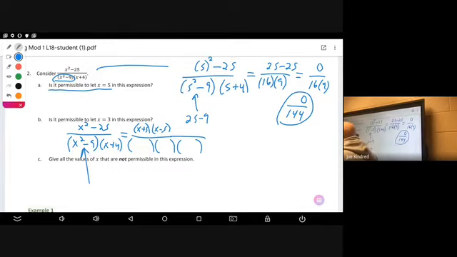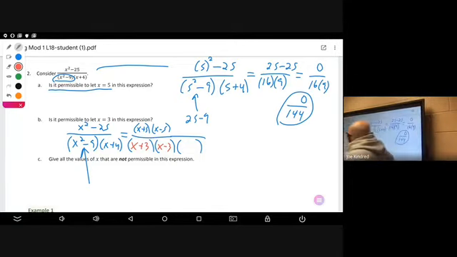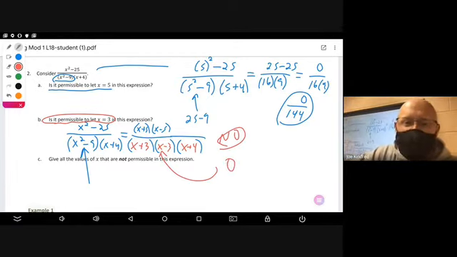We should remember that x squared minus 9 factors into x plus 3 and x minus 3. That comes directly from lesson 17 when we learned a little bit about factoring. And so as we look at this, the question is, is it permissible to let x equal 3? The answer, no. And the reason: if x is equal to 3, that factor goes to 0, and the whole denominator goes to 0. And so the answer to B is no. You cannot have 0 in the denominator.